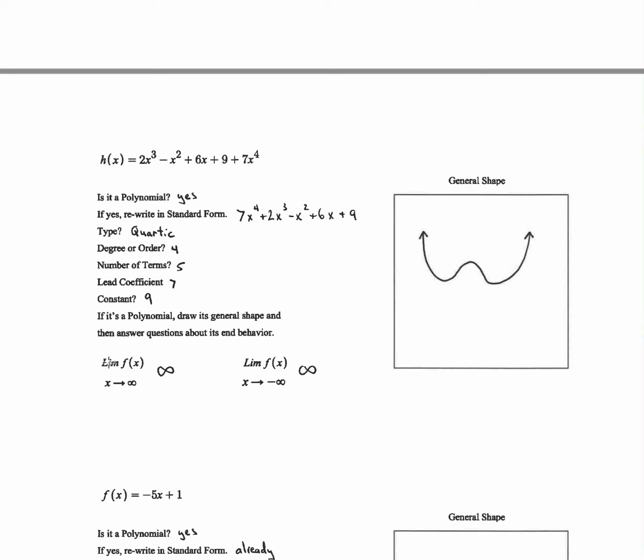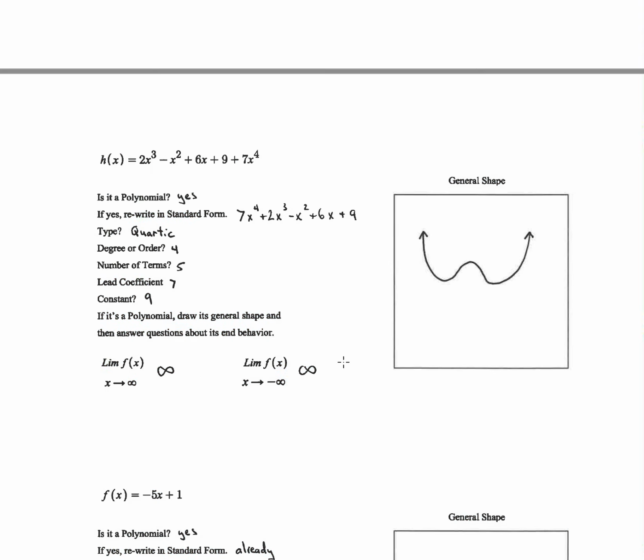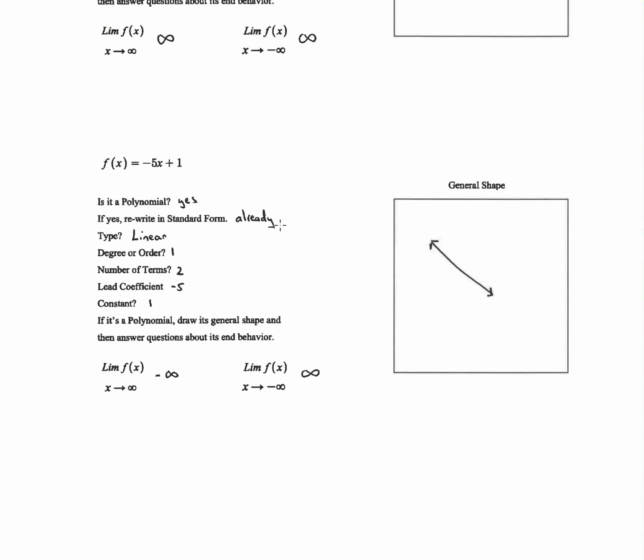If we scroll to the right, and if we scroll to the left, we go up and up. So both end behaviors are positive infinity. All right, this one's a polynomial. It's just a linear polynomial. It's already in standard form, and again, it is linear.